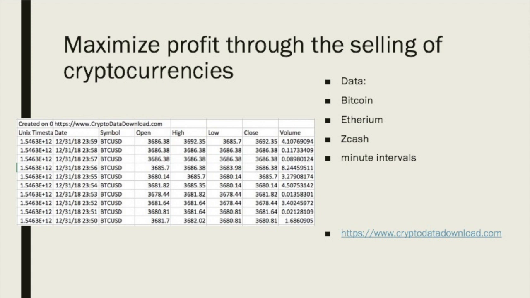The goal of our project was to create an algorithm which could maximize the profit through the trading of cryptocurrencies. We used 1-minute interval data from Bitcoin, Ethereum, and Zcash. We averaged the opening and closing market rates for each minute to extract a market rate.